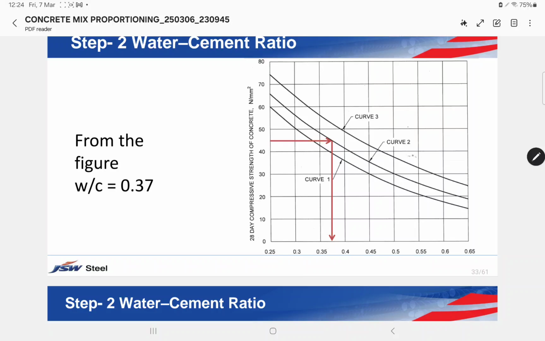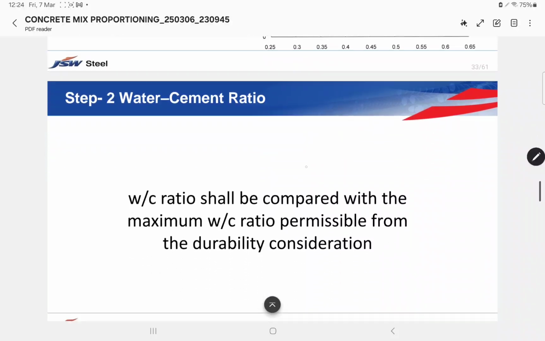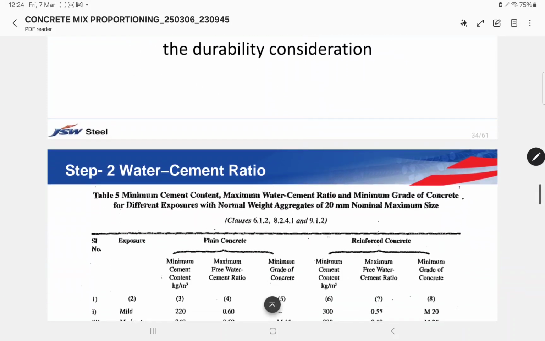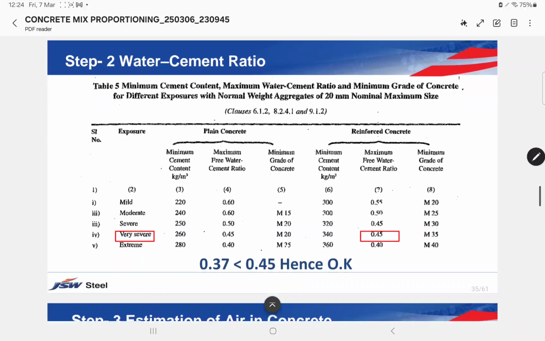So this is the starting point. Now we know the water cement ratio. Now we need to refer to IS 456 to see whether this water cement ratio is permissible depending upon the environmental exposure condition. So in our case we are designing a concrete for very severe condition. Let's see what the standard specifies for very severe condition.